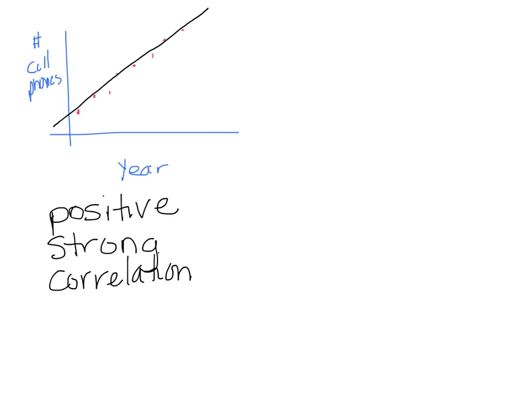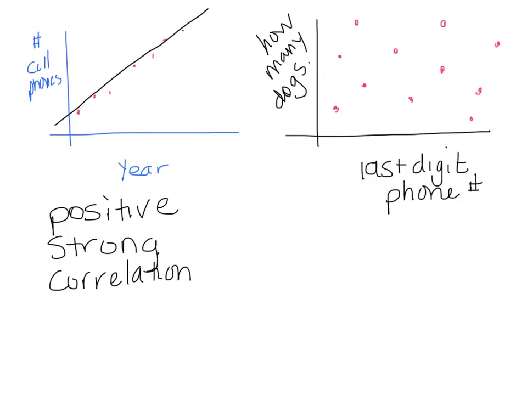Okay, let me draw another one. Here's a graph I've drawn real quick. It shows the independent variable would be the last digit of your phone number, and the dependent variable might be how many dogs you own. So say your phone number ended in a 1 and you had 2 dogs, your phone number ended in a 3 and you have 4 dogs, that kind of thing. You look at this and say, wow, I don't see a trend. I can't say if it's going up or going down. I can't see any trend at all. So I'm going to say no correlation.